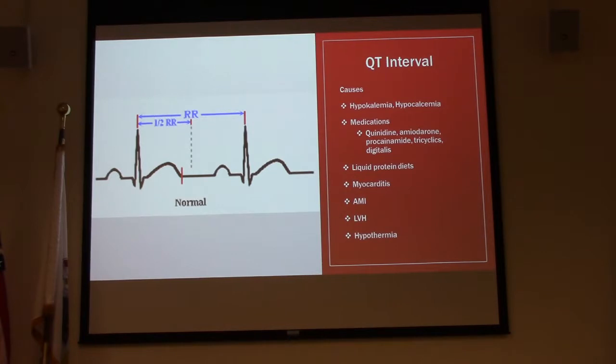Tricyclics. We see a lot of our vets on tricyclic antidepressants. That seems to be the drug of choice given out by the docs at the VA. Those that are on digitalis also, you might see prolonged QT intervals. Some of the other causes are left ventricular hypertrophy, or maybe even a patient who's hypothermic.